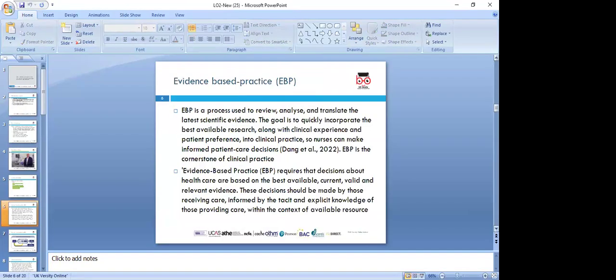Okay. And then evidence-based practice. I've mentioned that your research cannot be done in a vacuum. The research should be dependent on the evidence that you have gathered. So a research should be done based on the evidence that you've gathered.